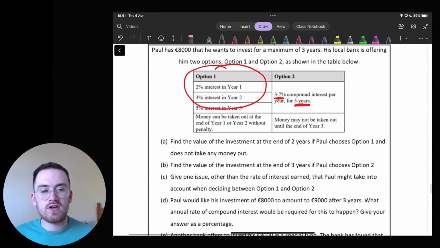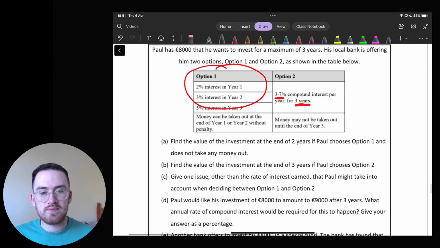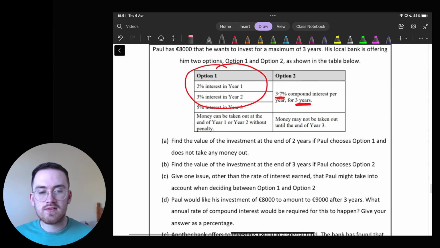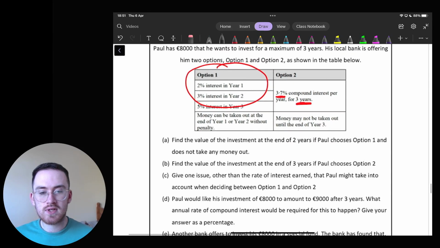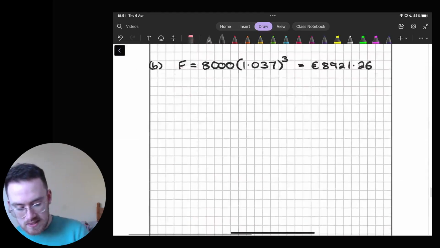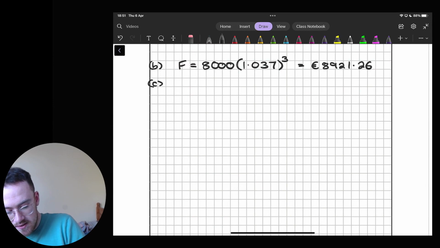So let's have a look at the next part then. Give one issue other than the rate of interest earned that Paul might take into account when deciding between option 1 and option 2. Well, I would say that the one issue that we can see there is taking money out.